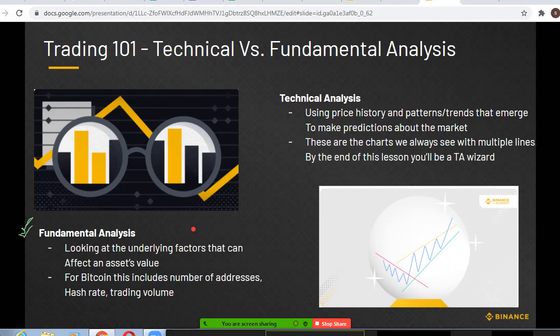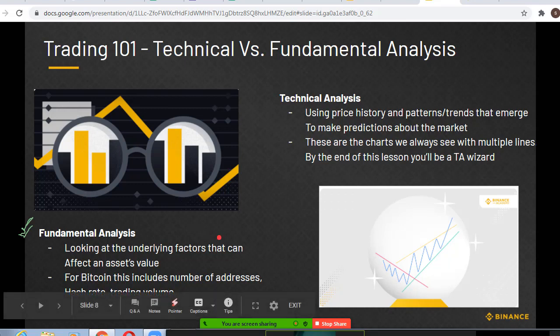Fundamental analysis means that you are not looking at charts. You're not looking at the cryptocurrency chart, in this case Bitcoin, to predict where the price of Bitcoin will go. You're actually looking at the addresses, the hash rates, and the trading volume.